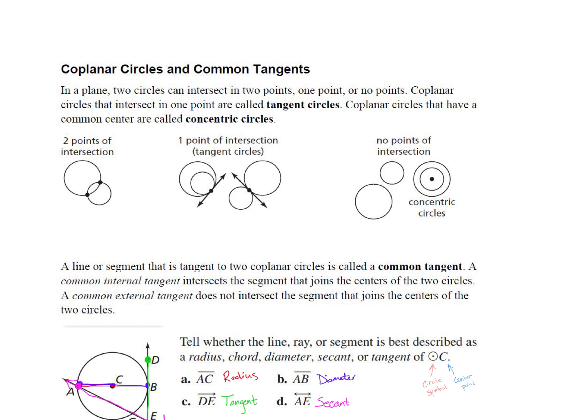Y'all probably use Venn diagrams in English class or history class, something like that. I don't think of a snowman.